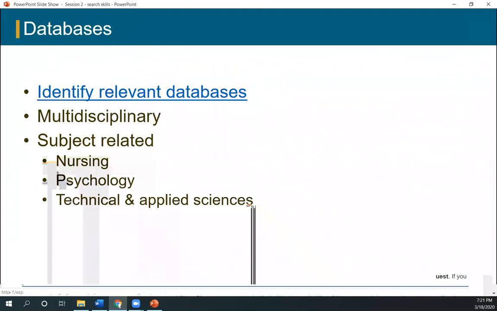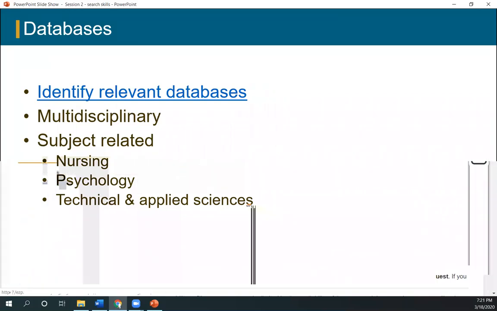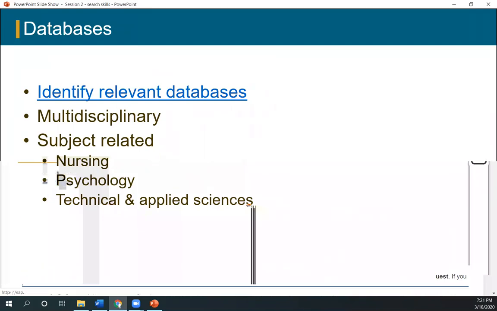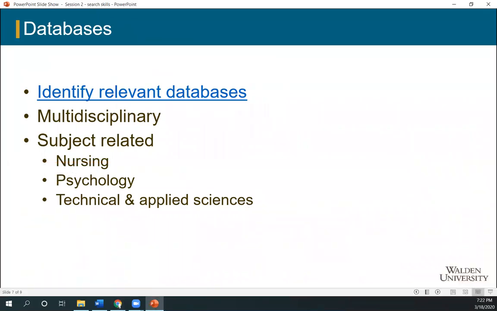that search that we just did was in one database, an education database. You have to remember that you're not going to find everything about your topic searching in just one database. You're going to want to look in other education databases, but you're also going to want to look in multidisciplinary databases. Those are databases that have journals on a wide variety of disciplines, education, business, nursing. And subject-related databases.